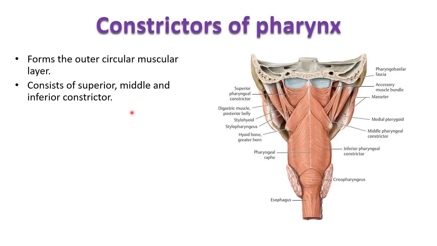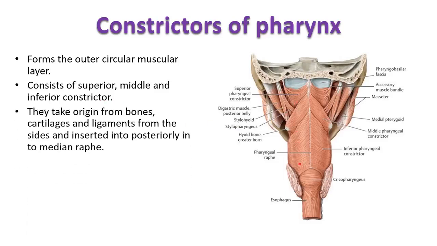So we will now discuss the superior, middle and inferior constrictors of the pharynx one by one. They take origin from the bones, cartilages and ligaments at the sides, and they are inserted posteriorly into the posterior midline raphe, or median raphe, extending from the base of the skull to the pharyngoesophageal junction. A raphe is nothing but the intersection of the muscle fibers.